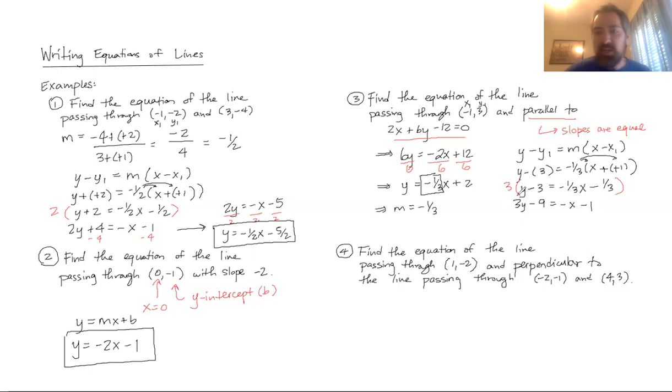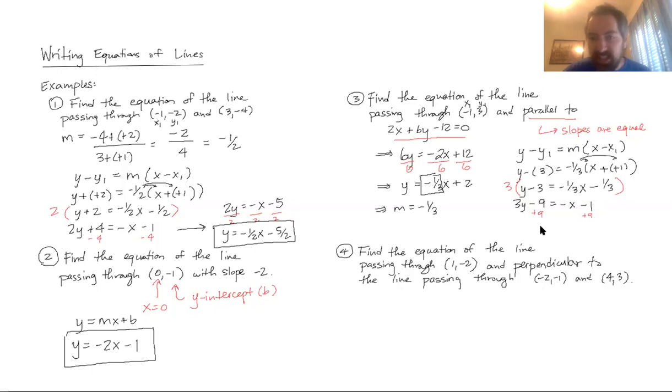So 3 times y, 3 times negative 3 is negative 9. 3 times negative 1/3 x is negative 1x. And 3 times negative 1/3 is a negative 1. So now the only thing that you have remaining, again, if the directions do not specify, put that in slope-intercept form by solving for y.